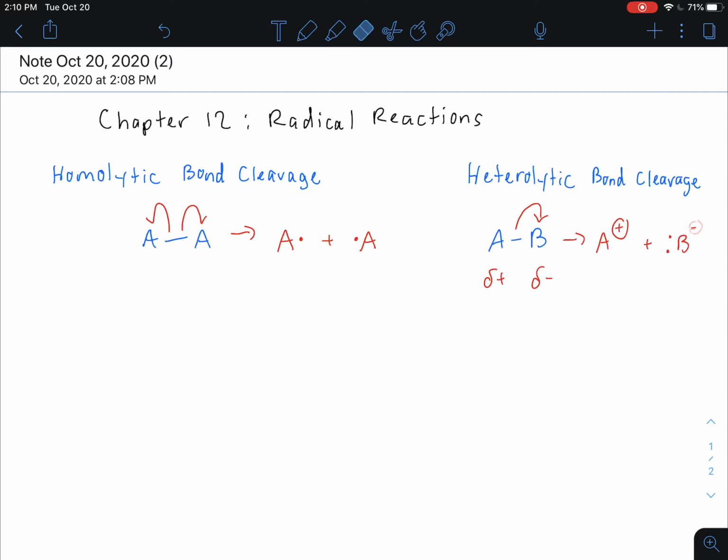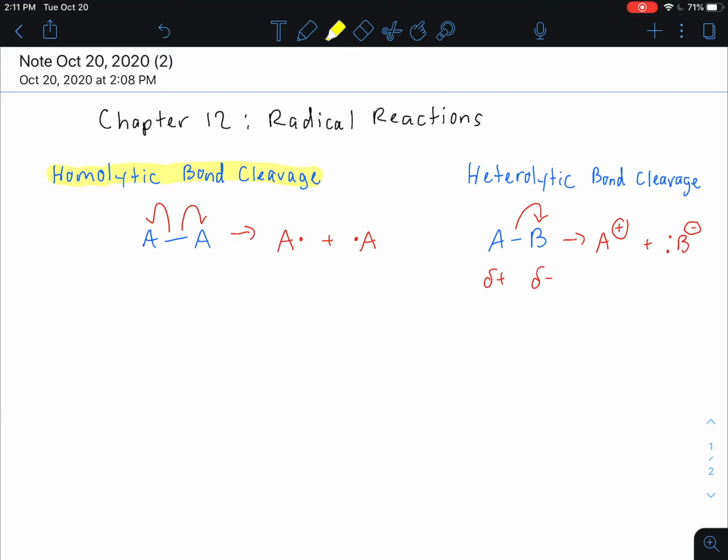So, oops, let me fix that. That's what we've been doing, right? That's what we've been observing in our ionic reactions, like in the alkene addition or nucleophilic aromatic substitution. But now we're going to start to look at reactions involving homolytic bond cleavage instead.